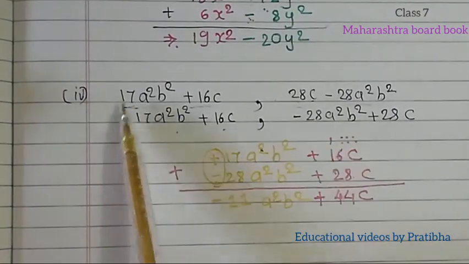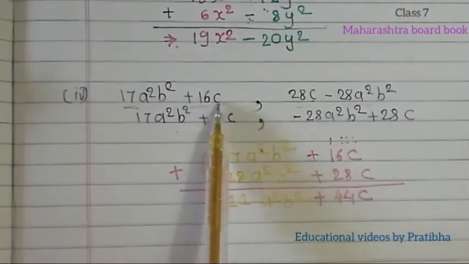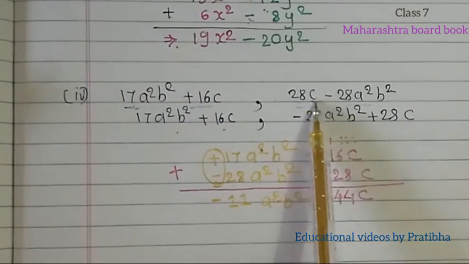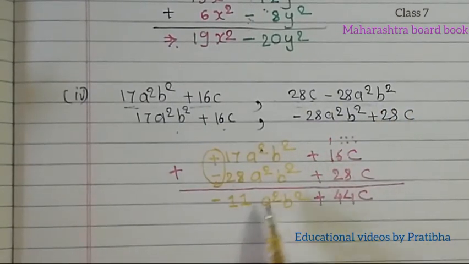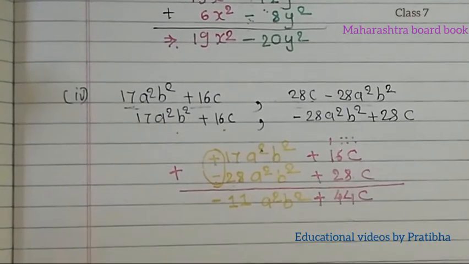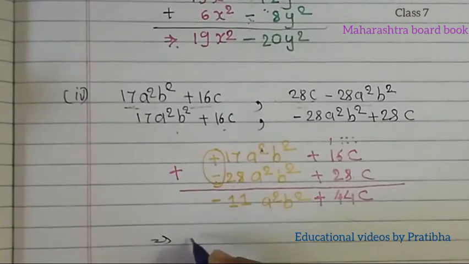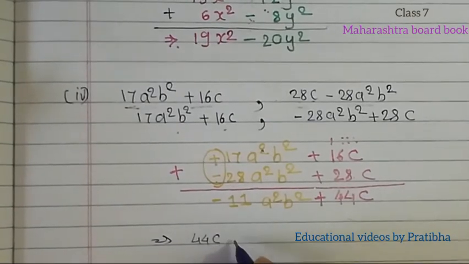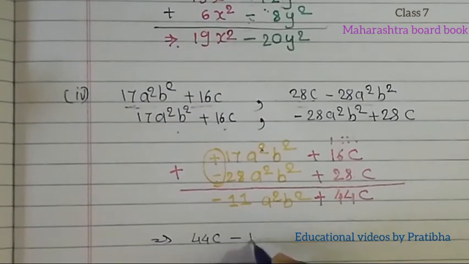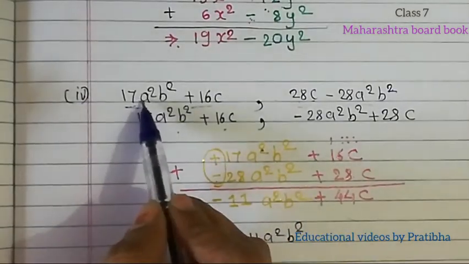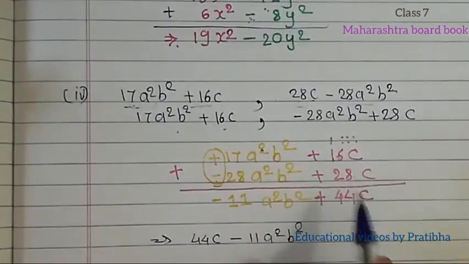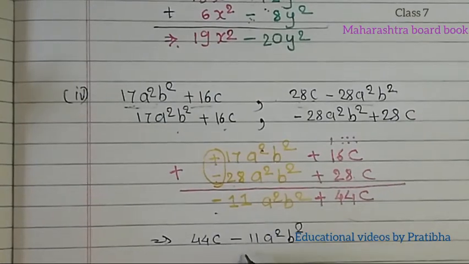So the answer of 17a square b square plus 16c plus 28c minus 28a square b square is minus 11a square b square plus 44c. If you don't want to write minus number first, so you can change the order of your answer. You can also write it as 44c minus 11a square b square. But in the question, a square b square term is written first, so it's up to you. You can write answer like this or like this.